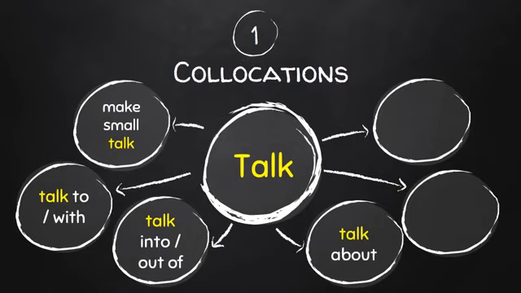Next, talk about. So we don't use talk and then a noun. We need something after it. We can use talk to or talk with for a person, and then talk about for a subject, to talk about sports, talk about the news, etc.